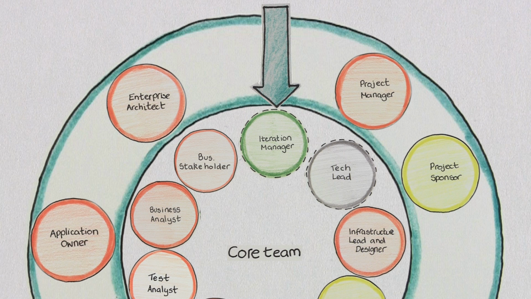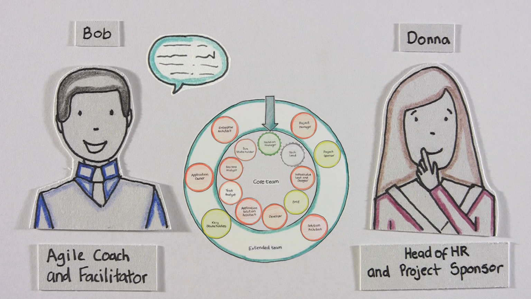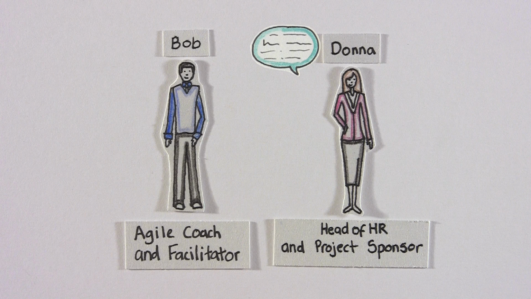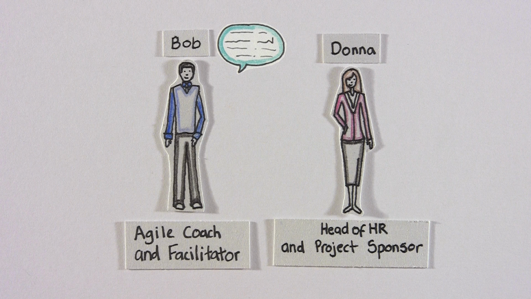The IM works closely with the core team members, including the business stakeholder and the project manager from the extended team, to ensure that iterations and releases run efficiently. We call it a virtual role because anyone in the core team can do this role. However, the role shouldn't be full-time. They do it alongside their main role. "Won't that put a lot of demand on them time-wise, Bob, if they're doing two roles at once?" "It really shouldn't be a problem, Donna, as it should only really take about 20 to 25% of their time."